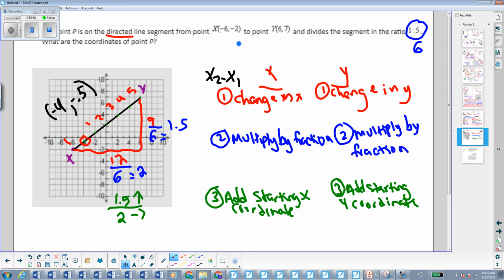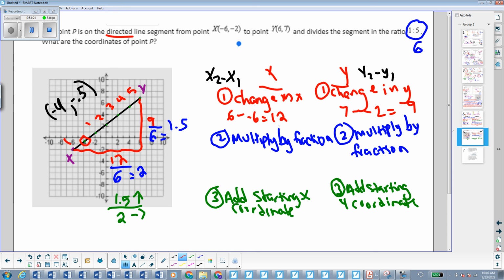The first step for the y-coordinates is the change in y, so that's y2 minus y1. Remember, we do have a start and an end point. So x2 is going to be 6. X1 is going to be -6. And that gives me 12. And for the y-coordinates, y2 is going to be 7. Y1 is going to be -2. And that gives us 9.